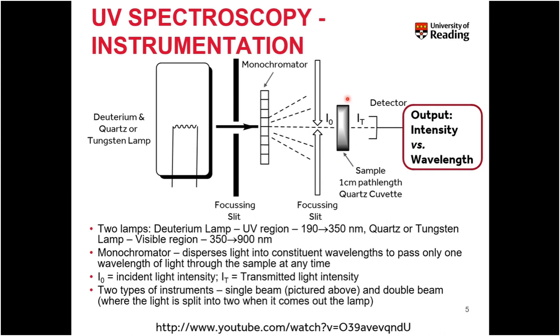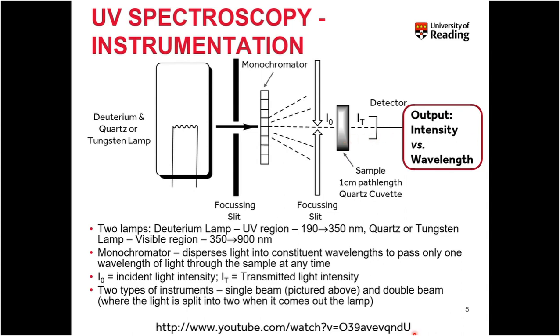Now a double beam instrument splits the light in two after it comes out from the bulb. So we have a beam splitter that would be here, and you have two parallel beams of light that then go through and get recombined before they go into the detector. Now, the only advantage to a double beam instrument is that you can record from both a reference sample and your actual sample at the same time. So it makes the collection a little quicker.